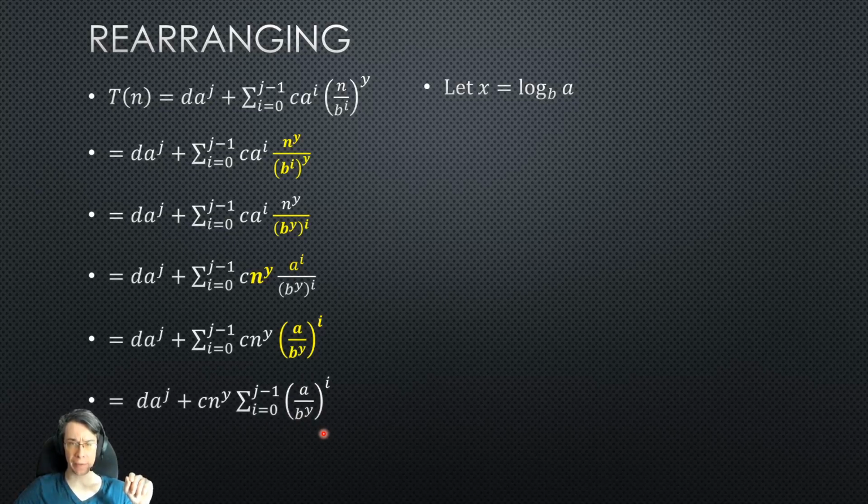And if the reason I'm doing some of these steps seems a little bit mysterious right now, don't worry too much. As long as you follow the algebra, you'll see why I end up where I end up, with a nice geometric sum that I can actually solve. Okay, so we want to clean up this a over b to the y. I would like to express a in terms of b, actually. So we're going to let x equal log base b of a.